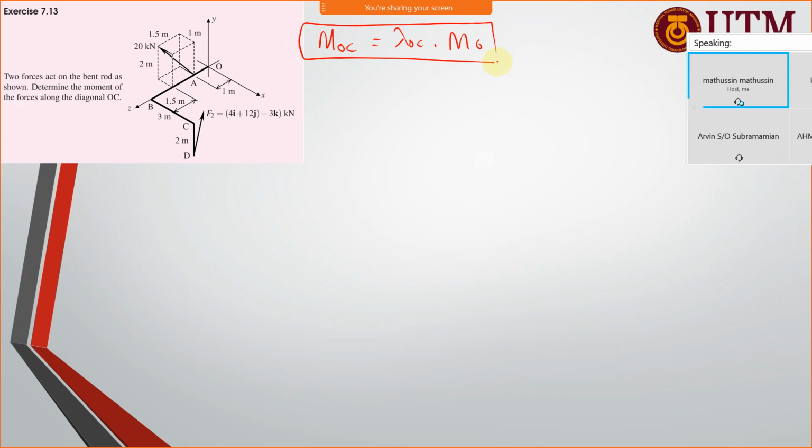Kita ambil this one. So first dapatkan lambda OC dulu. What is our lambda OC? From O to C. What is our dOCx? Berapa? dOCx from O to C at X component, must be 3 meter kan? Positif. dOCy. dOCy berapa? What is dOCy?